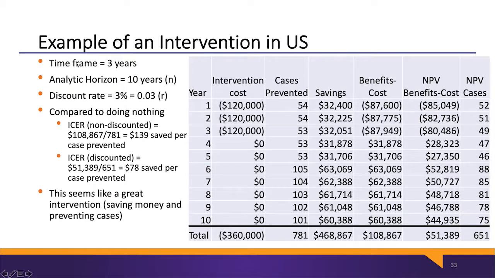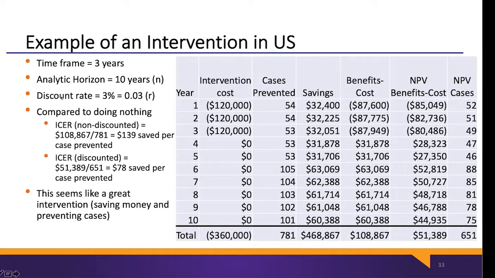So over here, again, this is a simple example in the US. And over here we have the time frame, and the time frame is over 3 years. So we're going to have an intervention that lasts over 3 years. And you can see this in this part of the table where we're spending $120,000 a year over 3 years. Okay, simple. Our analytic horizon is over 10 years. So we want to see what benefits we get from our intervention over 10 years.